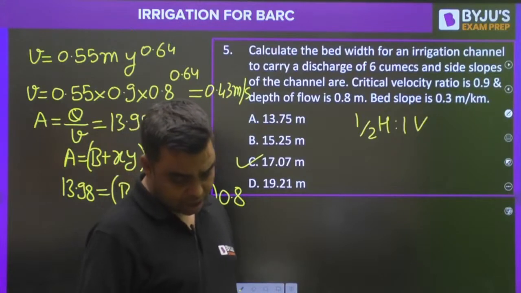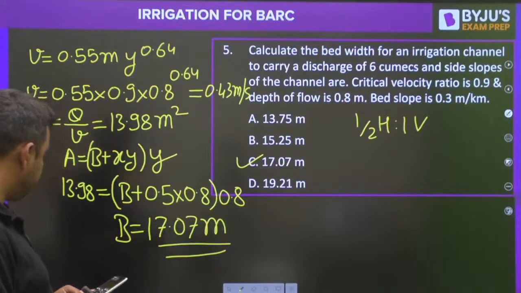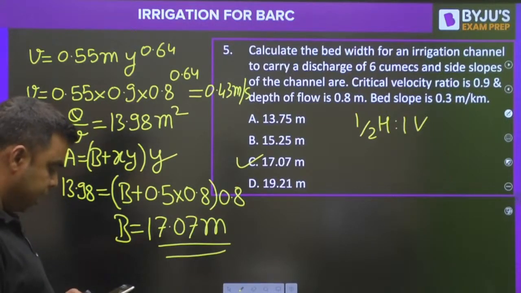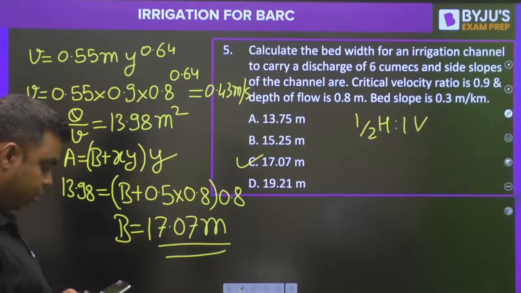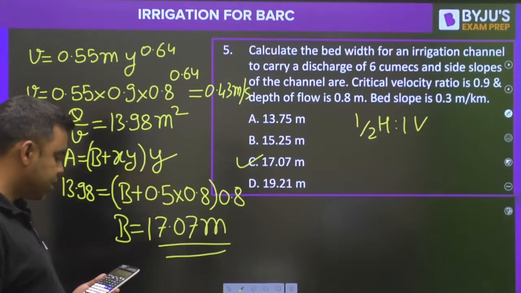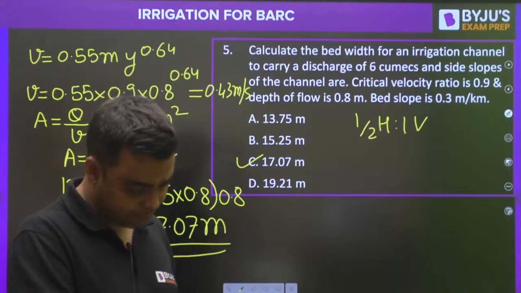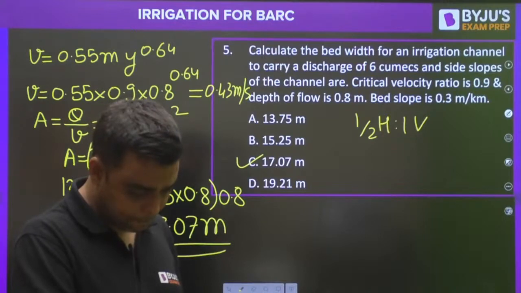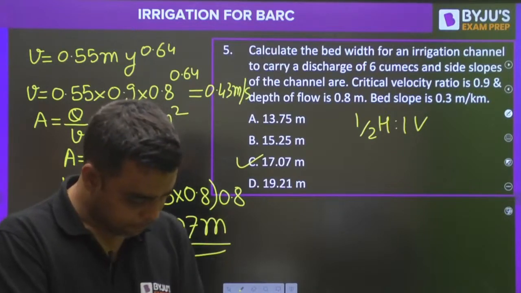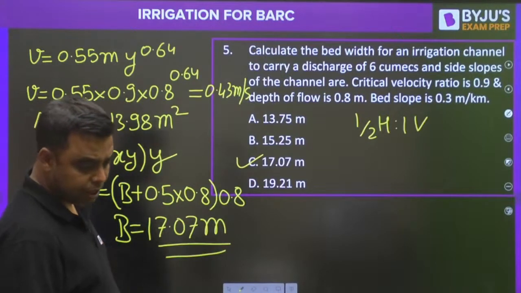Abhishek ji is telling 15.84 coming. Right? No, 13.98 divided by 0.8 minus 0.4. No, Abhishek ji, I'm getting the value of 17.07. Please check. Might have done some mistake. Next.